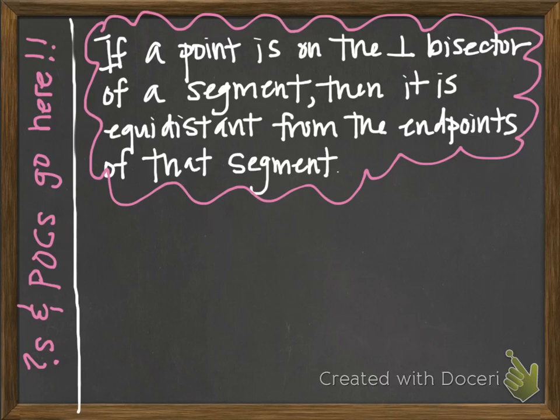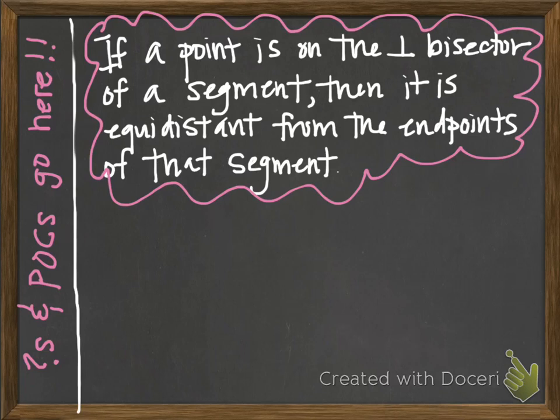Here's a second theorem. This one is kind of the converse of the one we just read. If a point is on the perpendicular bisector of a segment, then it is equidistant from the endpoints of that segment. So if you start off with a perpendicular bisector, then any point on that perpendicular bisector is the same distance from both ends of the segment that is bisected.